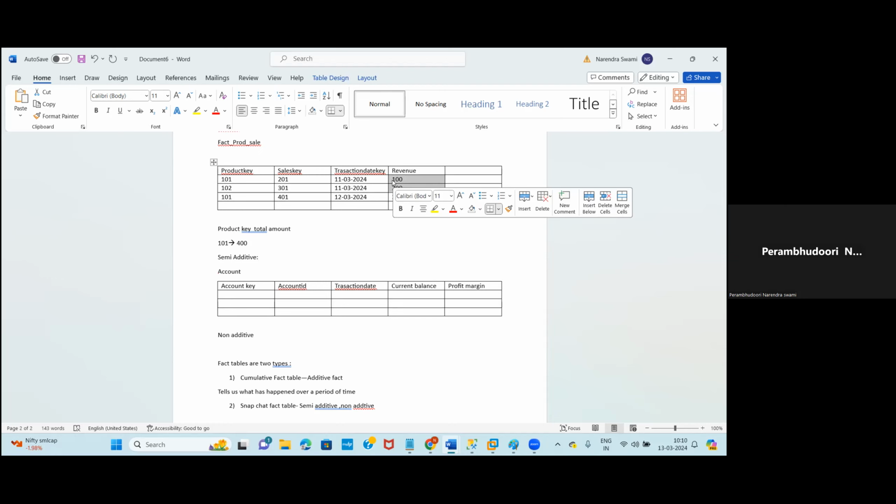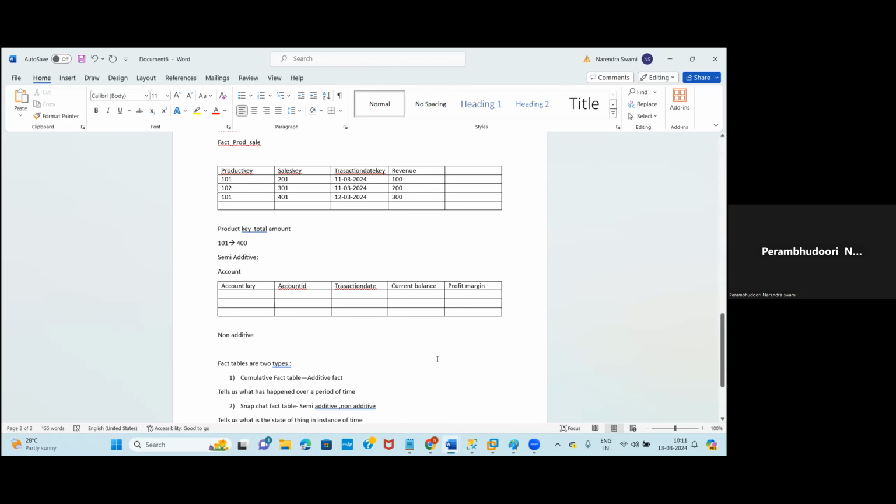It tells us what has happened over a period of time, in 2024 or in 2023, what has happened over a particular branch or something like that. Okay, if you want to know that, that is also a cumulative fact table. And a snapshot fact table is something different. It tells us what is the state of a thing at an instant of time.